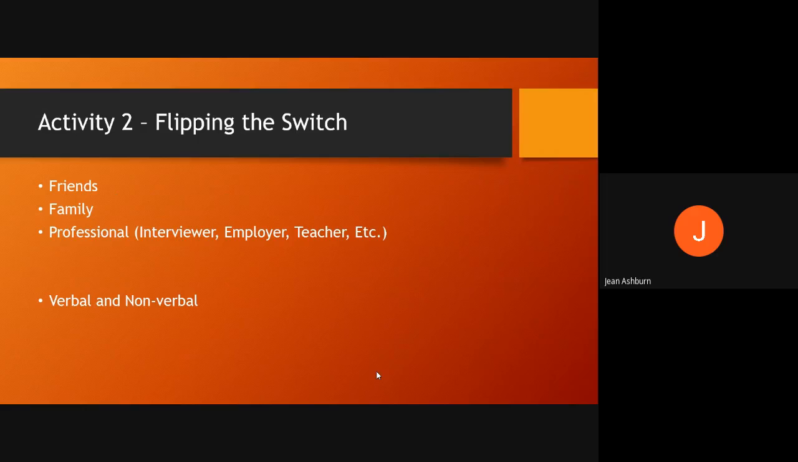When thinking about this activity, keep in mind verbal and nonverbal communication. Verbal communication is what we say and how we say it, also considering our tone of voice, while nonverbal communication may be facial expressions, behavior, and body language.